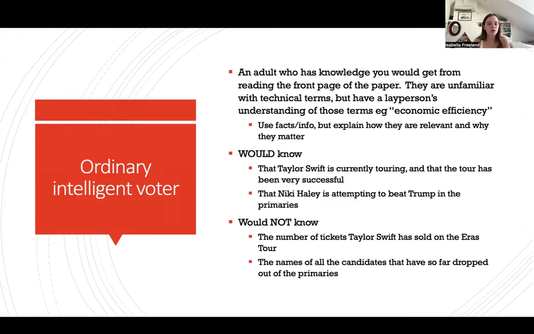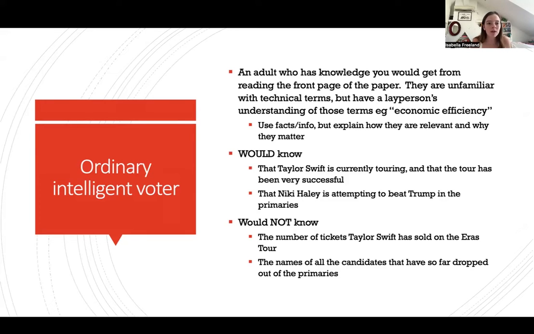Some teams might call this the OIV, others would call it the ARV, the average reasonable voter. Those terms can be used interchangeably. And essentially what the ordinary, I realize now that one of these things they would know has now changed because Nikki Haley has dropped out of the presidential race. So I will come to that in a second. These slides were made a week ago or 2 weeks ago.